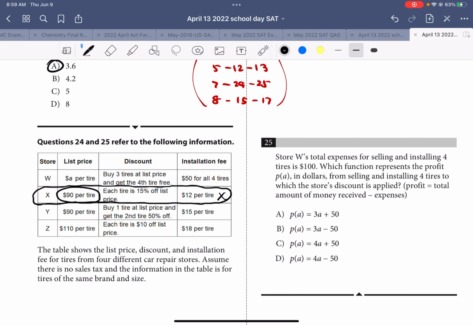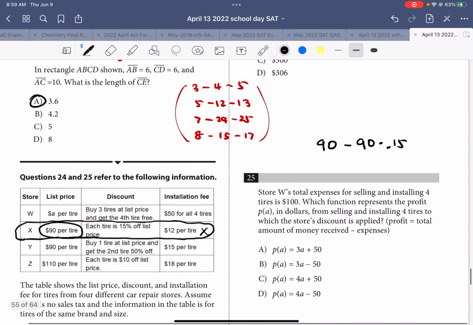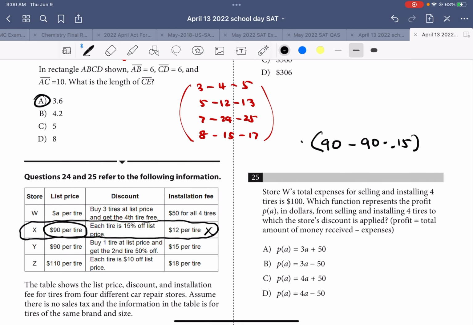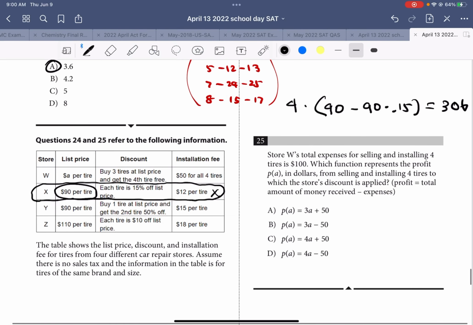So each tire is 15% off. So you can say $90 each tire, but minus 90 times 0.15. So that's the price for each tire. And then you're going to buy 4 of them. So now let's calculate it. So I got $306. This is 306.